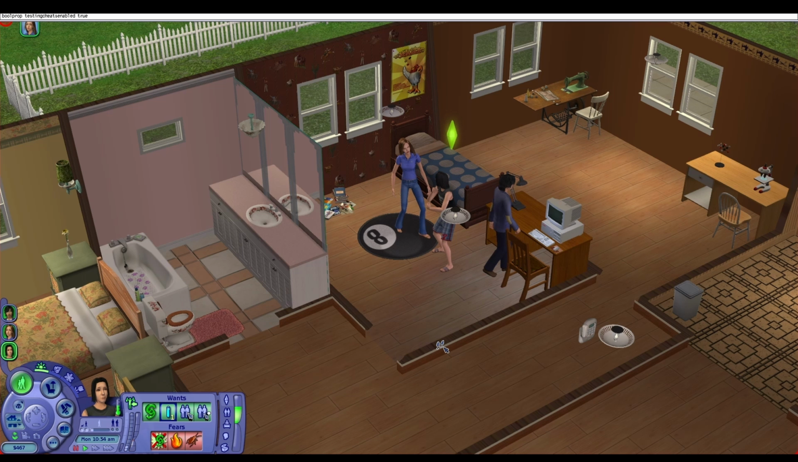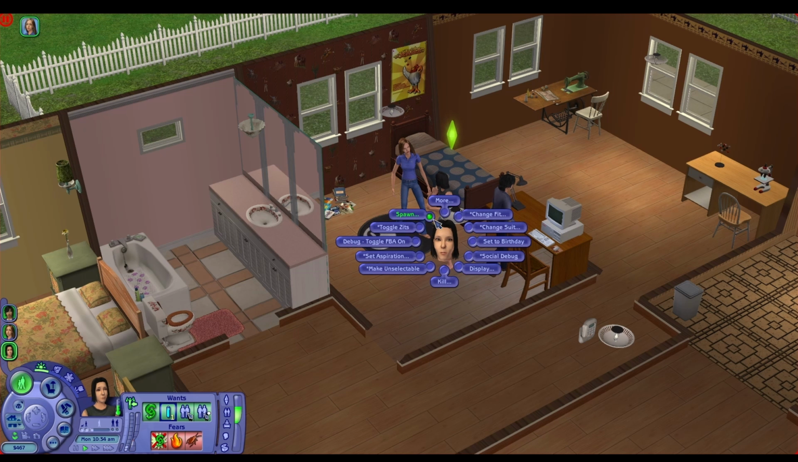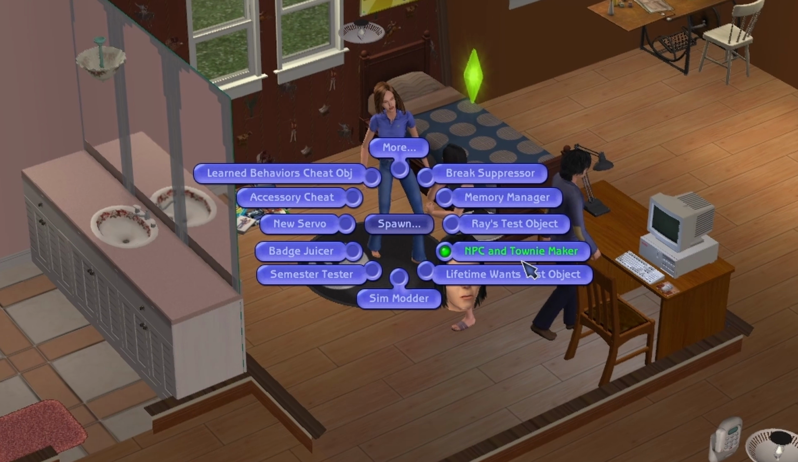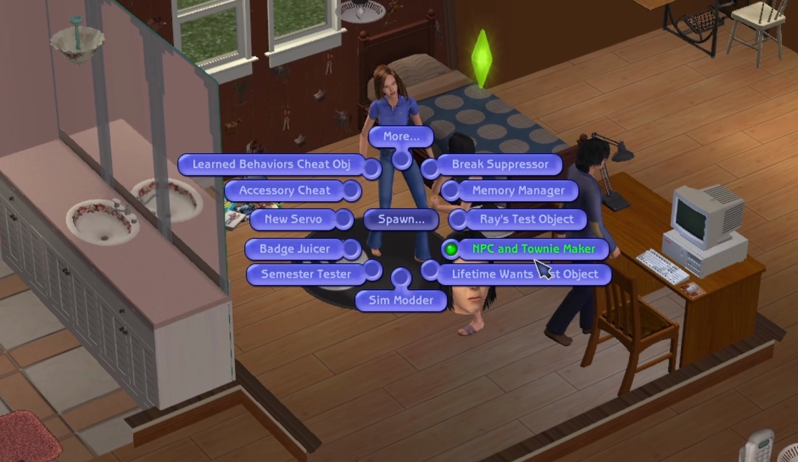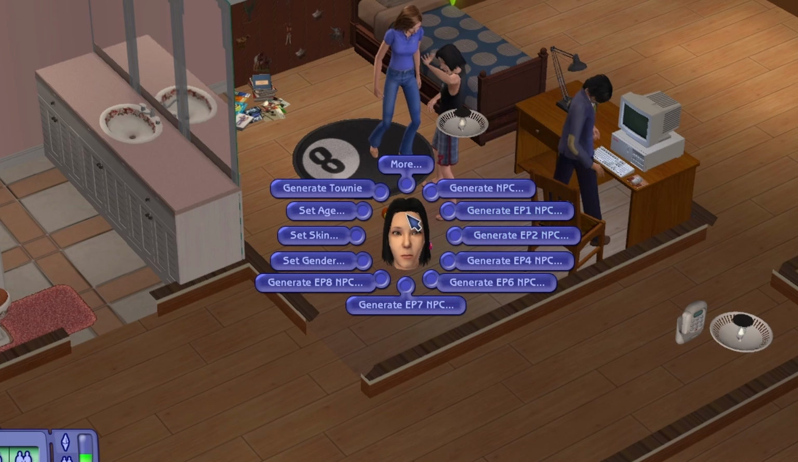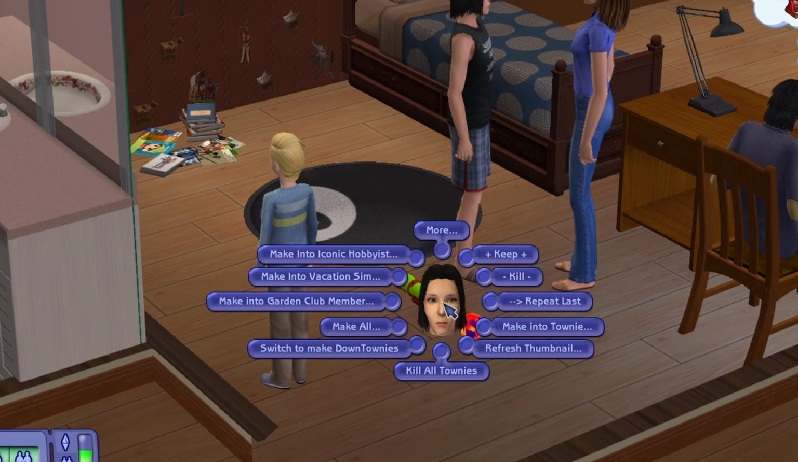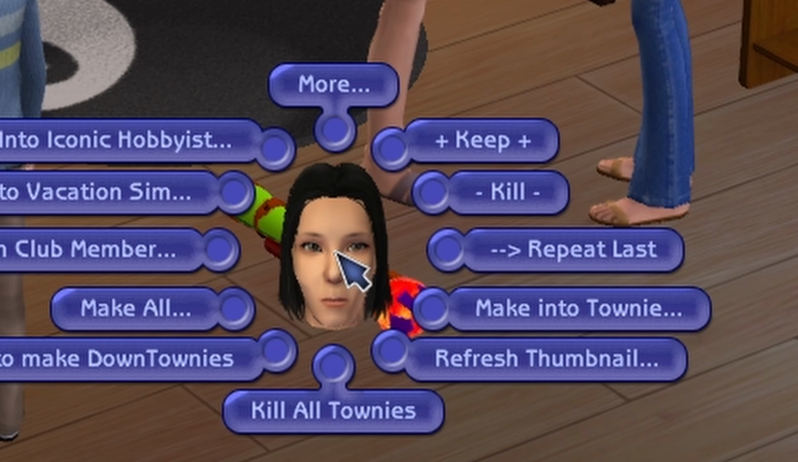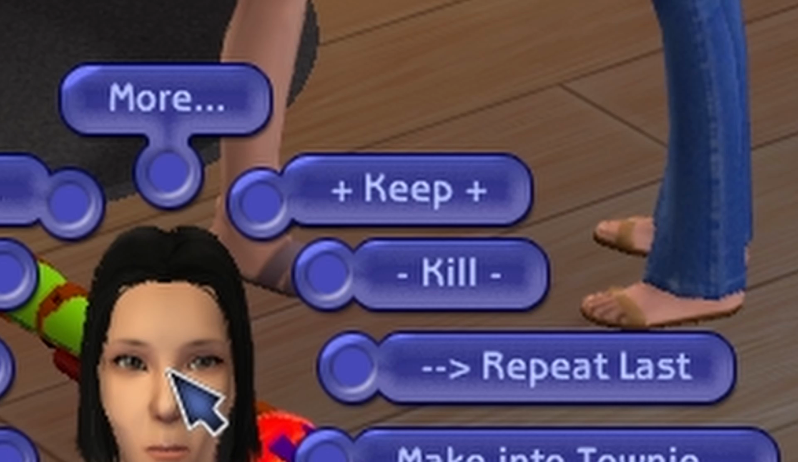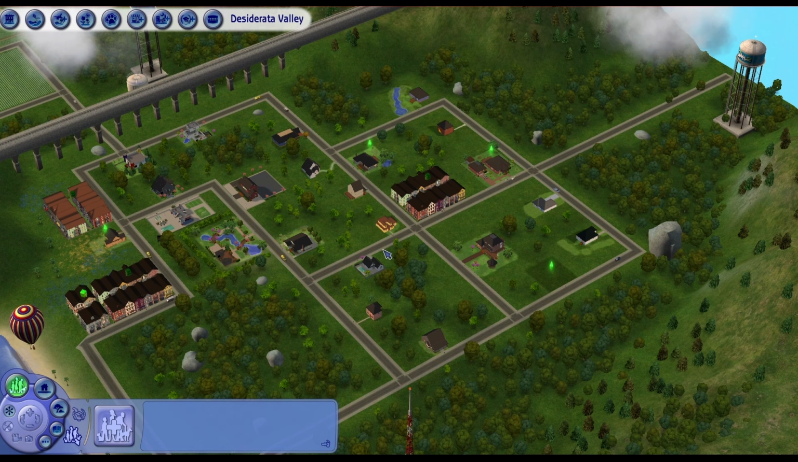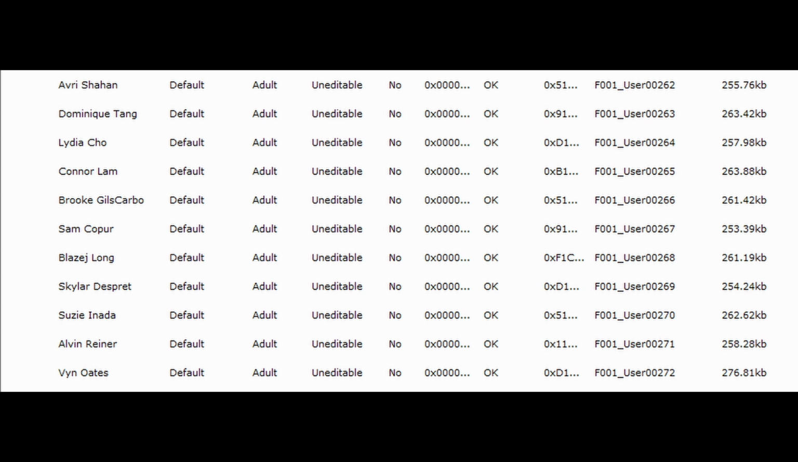Another thing, have you ever tried using the NPC and Townie Maker? This is an object you can spawn using testing cheats, much like the Tombstone of Life and Death. You can use it to create townies and NPCs to populate your neighborhood. So you've probably noticed that every time you spawn a new townie, you have an option to either keep or kill them. What does kill do? Does it actually kill them? Does it delete them? No, they just get put in the default household.